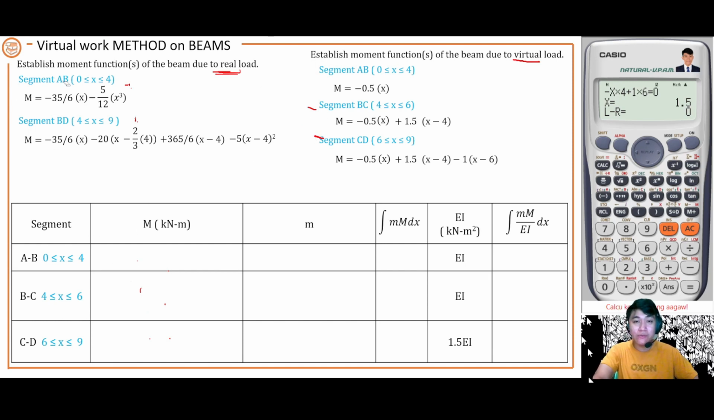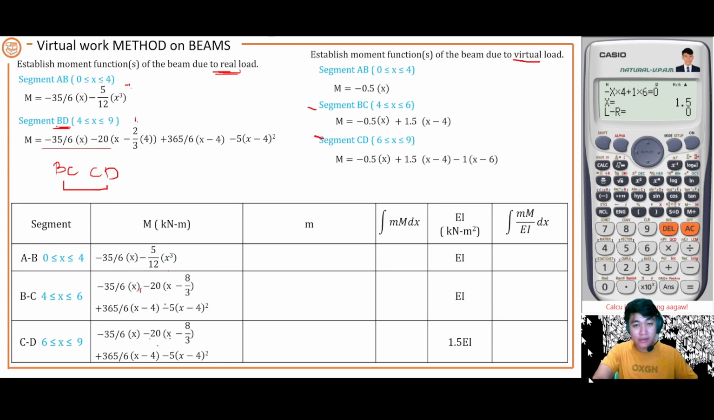So we just have to input. Okay, so for segment A to B, it should be negative 3 over 6x minus 5 over 12. B to C. We don't have B to C here, but B to C is also this one. Because B to C, this is B to C and C to D, and B to D. So meaning we are going to put that here, and then put also here. Then the segment for the small letter m moment functions due to the virtual loads, negative 0.5, and then this one. Okay? And then try to evaluate this using calculator.